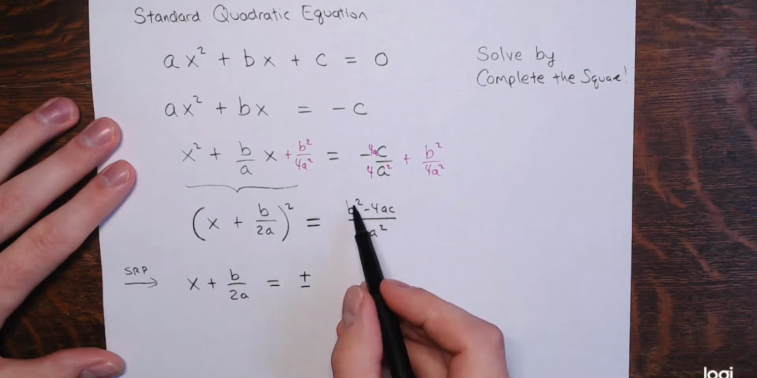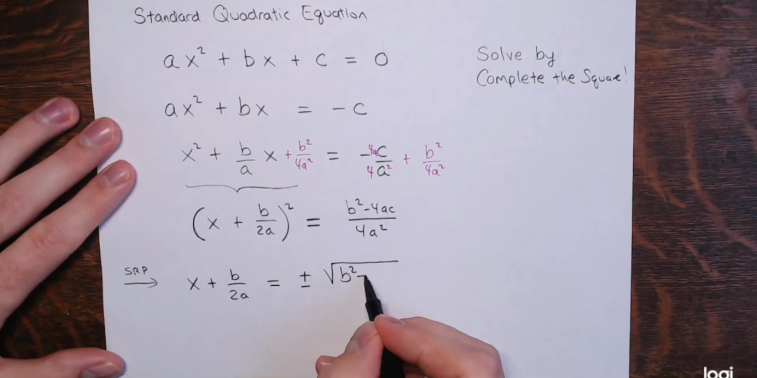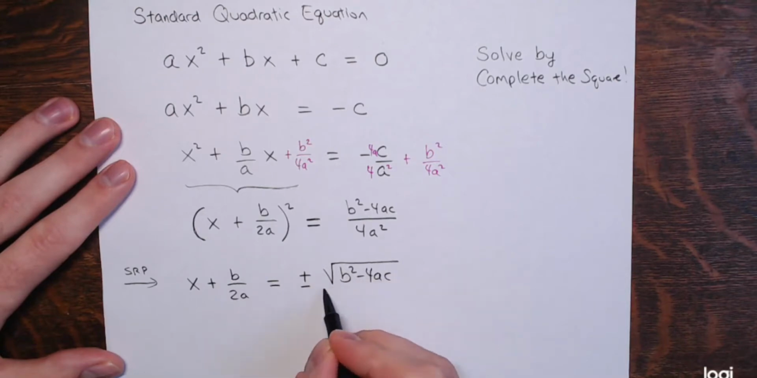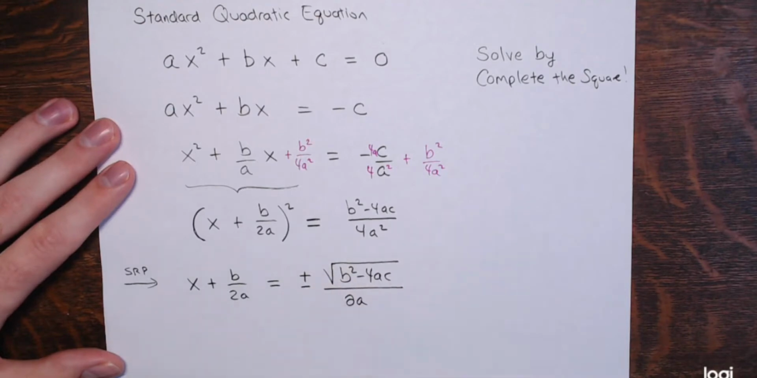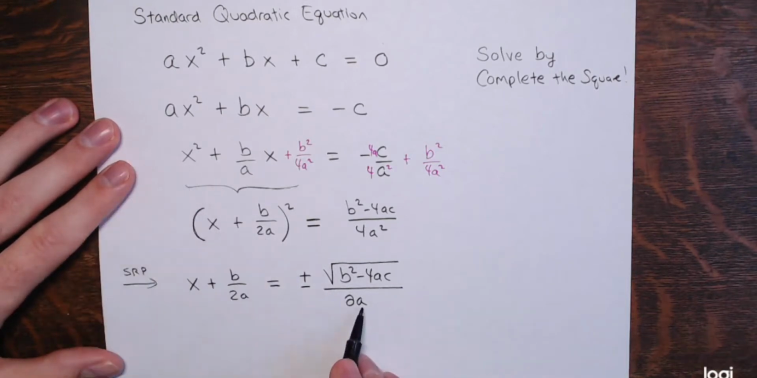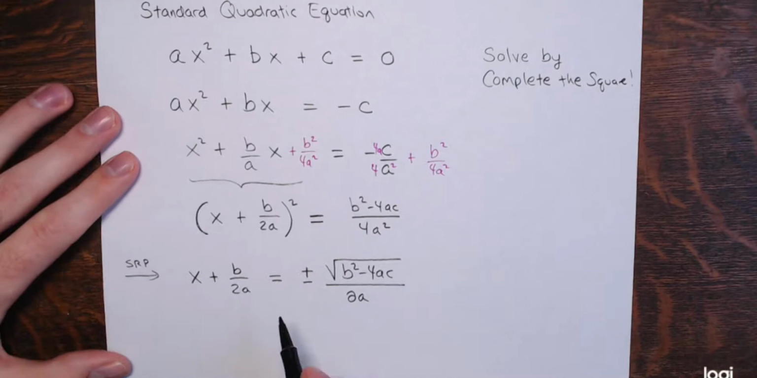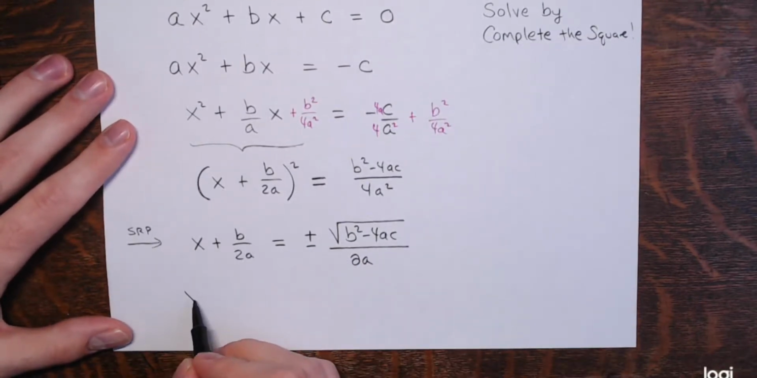Now the square root of a fraction, you can take the square root of the numerator, b squared minus 4ac, and then divide it by the square root of the denominator, which would just be 2a. Technically it should be 2 times the absolute value of a, but let's assume that a is a positive number here, so we don't need absolute value symbols. And then finally I would subtract this b over 2a to get x alone, and we get our solutions.